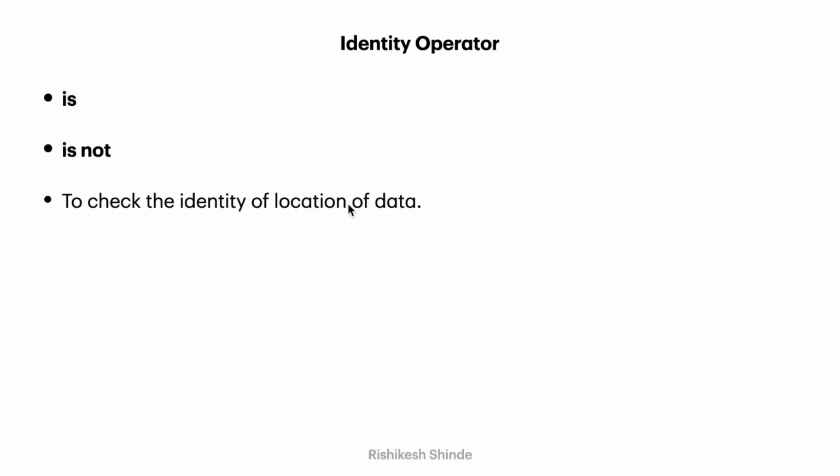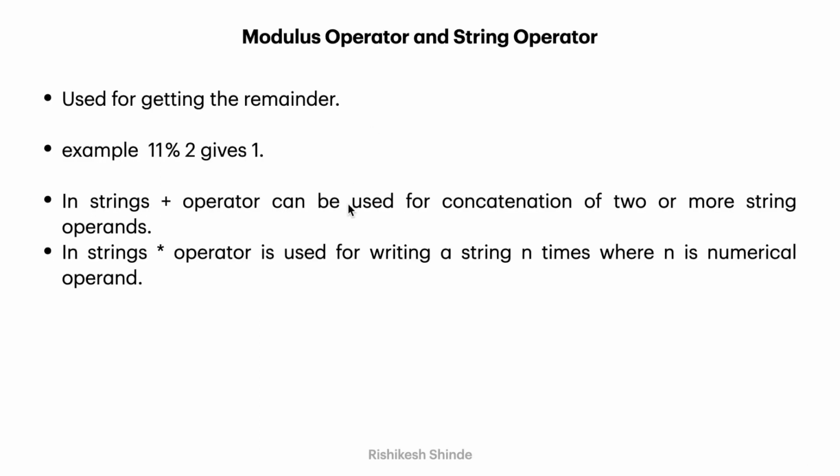Now let us understand the modulus operator and string operator. We already know the modulus operator and string operator from our string literal session, so we are already familiar with these two operators, but let's revise them. So modulus operator is used for getting the remainder, as we know. Suppose we have an example 11 modulo 2, so it should give the remainder as 1, because by dividing 11 by 2, 2 fives are 10, we get the remainder 1.